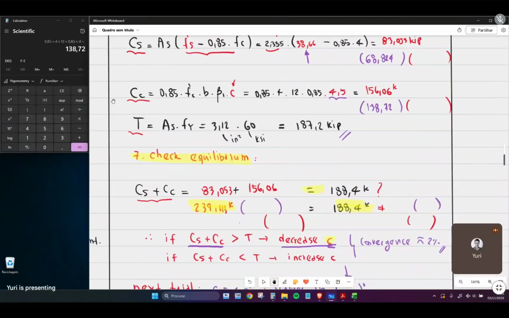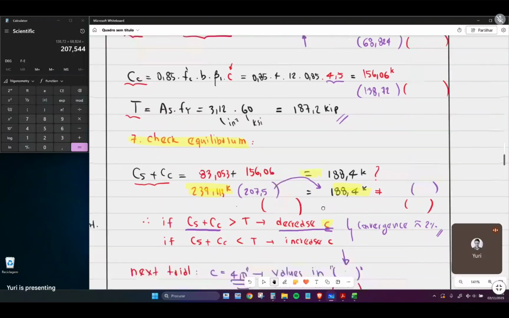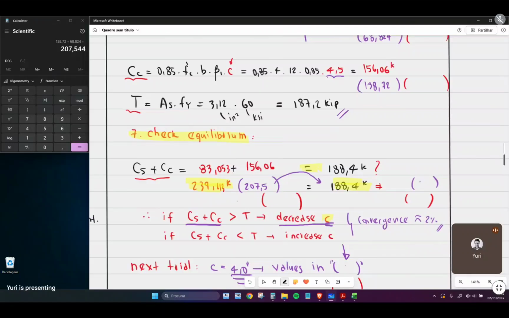So now we have, it's a little bit bigger than 188 still. Let's see how much it was. Plus 68.824. So now we have here 207.5. Yuri, how many iterations should I go? Usually it's around 2 to 3 iterations. We're getting very close. We need to get the next value, which will still need to decrease, because we did not reach convergence. So just select the next one.